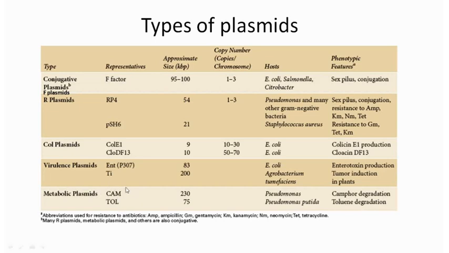So there are pCAM and pTOL. Different names can be given because this one can break camphor, and this one can break toluene. And the molecular weight is very high. For the pCAM, it is 230 kilobase. It is not known about the copy number. Pseudomonas putida is known to possess them. So these are the different types of plasmids. There are others. Sim plasmids are also there. Ri plasmids are there, and there may be many more plasmids. But a list of some of them has been enlisted here.